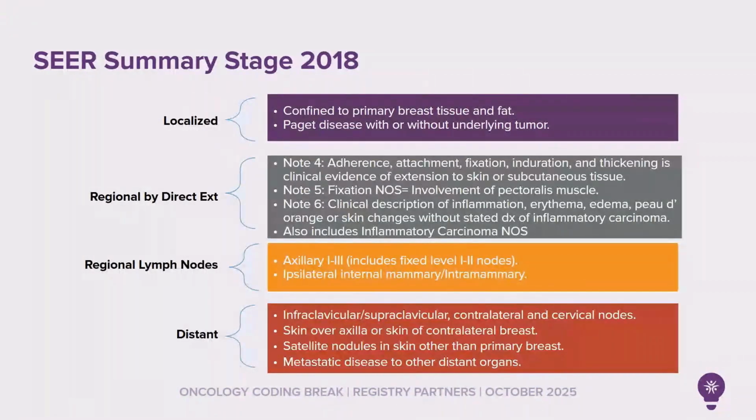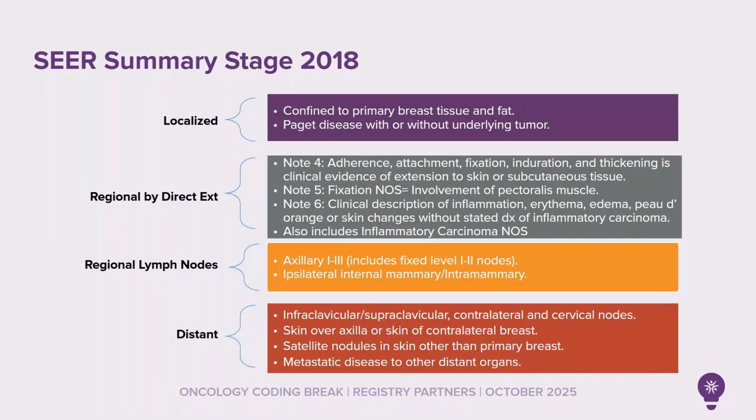This graphic just shows a breakdown of the major SEER Summary Stage groups using the 2018 manual, and there are many helpful coding notes within the manual, especially for regional by direct extension. The localized disease is that it's confined to the primary breast tissue and the fat, but it also would include the Paget's disease. Regional by direct extension covers the involvement of the rest of the breast, which would include attachment, fixation, chest wall involvement, extensive skin involvement, with or without a stated diagnosis of inflammatory carcinoma.